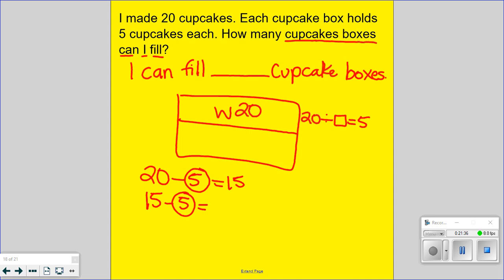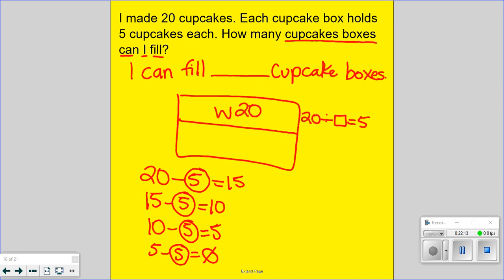How many cupcakes do I have left? Ariana? 10. Can I make another box? Yes. Now I have 10 cupcakes. I make another box. How many cupcakes I got left? 5. Can I make another box? Yes. I got 5. I make another box which has 5. And how many cupcakes do I have now? 0.